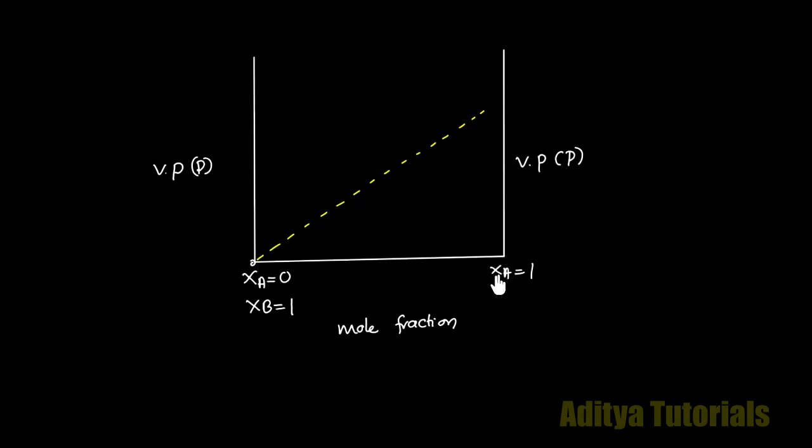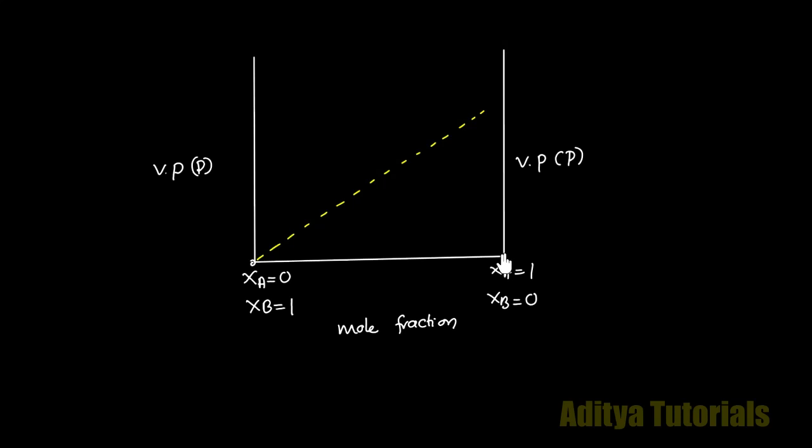And in this case, when the mole fraction of A is equal to 1, the mole fraction of B is equal to 0. Now assume that as the mole fraction of B in the solution increases, at the same time, the mole fraction of A decreases. Therefore, initially, when the mole fraction of B is 0, the vapor pressure of B is also 0.